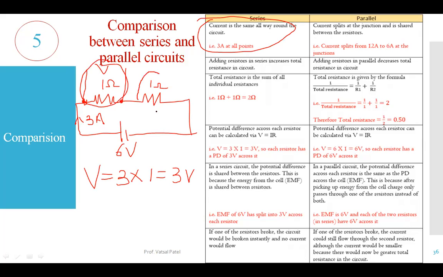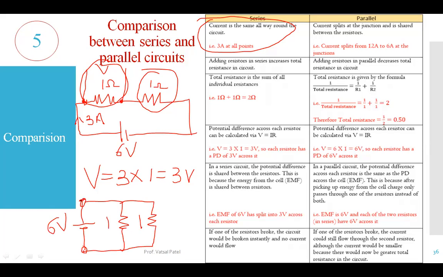Can we identify the same value of the voltage here? Yes or no? So that 6 volt is split into two parts. But now if you are connecting in this way, a parallel combination, and you are connecting the source here, 6 volt again, 1 ohm, 1 ohm. So whatever the potential difference you have across this terminal, the same potential you will identify here as they are connected in parallel.